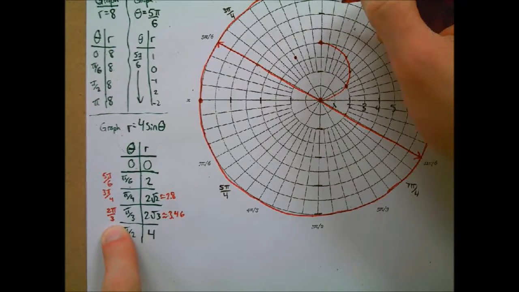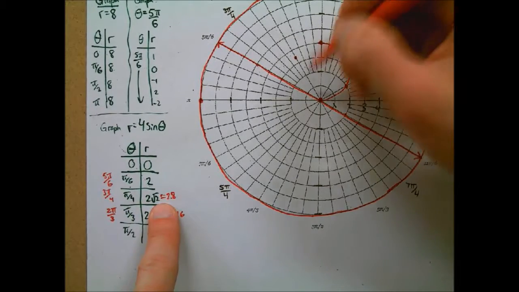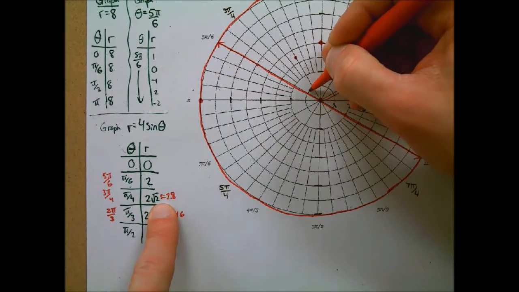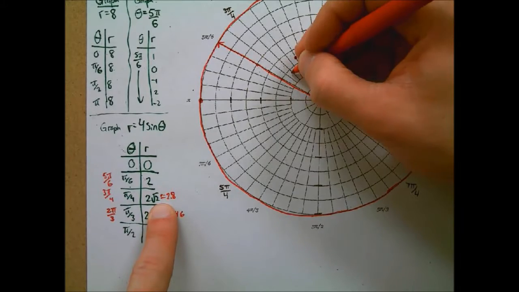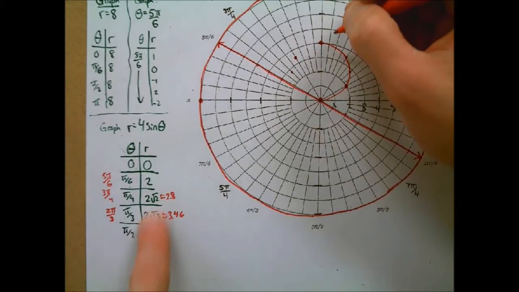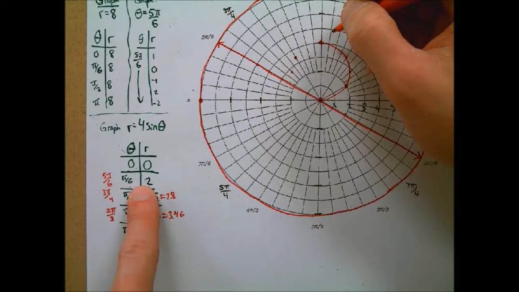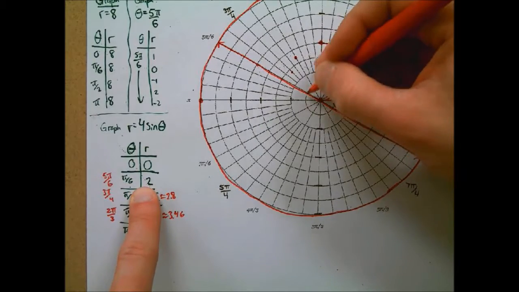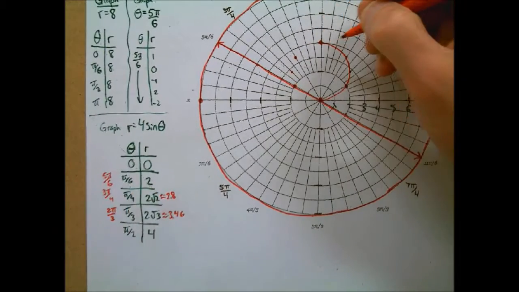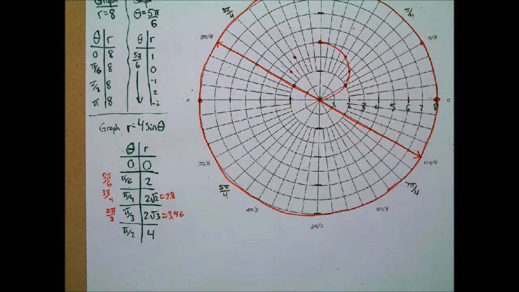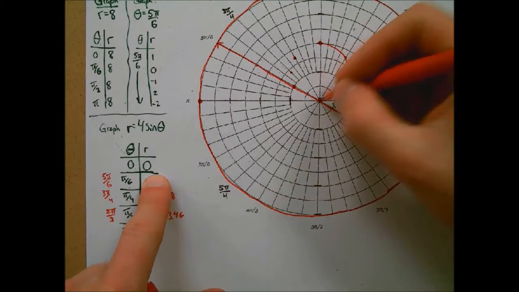And then at 3 pi over 4, we're back at 2.8. 1, 2, and a little bit more, so something like that. And then at 5 pi over 6, we're at 2. That's an easy one to count. 1, 2. And then at pi, what's sine of pi? 0. So at pi, we'll be back to 0. So we're back to the pole there.